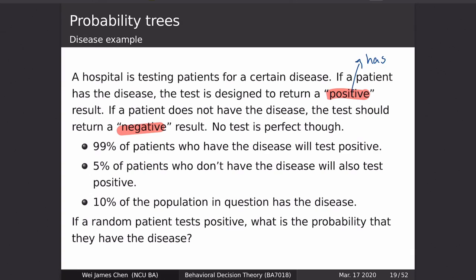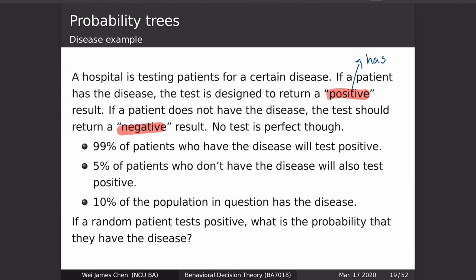By the way, for the coronavirus one, this is actually around 60. So it's quite a different scenario. And the second way that this is not perfect is that 5% of the patients who don't have the disease will also test positive. So if you don't have the disease, there's still a 5% chance that it will tell you that you have the disease.